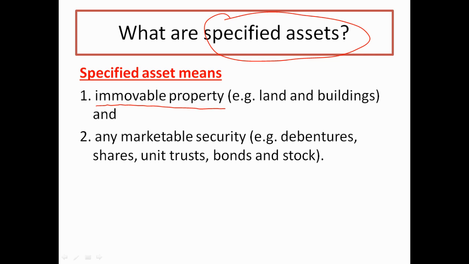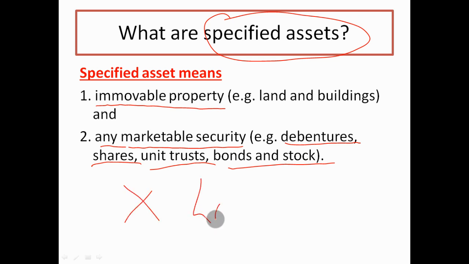and then number two, it should be any marketable security, e.g. debentures, shares, unit trust, bonds, and stock, but it excludes loans. Loans is not a marketable security, but debenture, you can actually go ahead and buy debenture from any listed company, provided they issue the debentures. So it's a marketable security, but loans, they are not marketable securities. So we have two things.